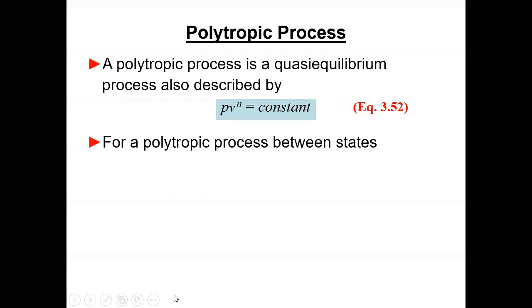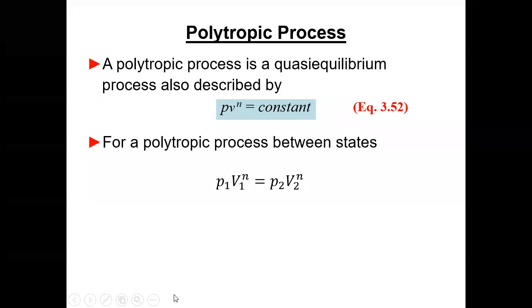For a polytropic process between two states, you can write it like this. If you're going from state 1 to 2 to 3, then P1 V1 to the n would have to be equal to P2 V2 to the n, because at any state, PV to the n is constant. So you can relate that as many times as you need to. That can be a trick in problem solving to realize.